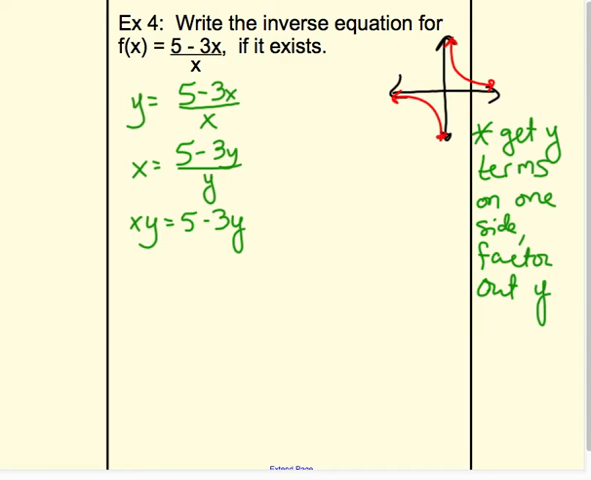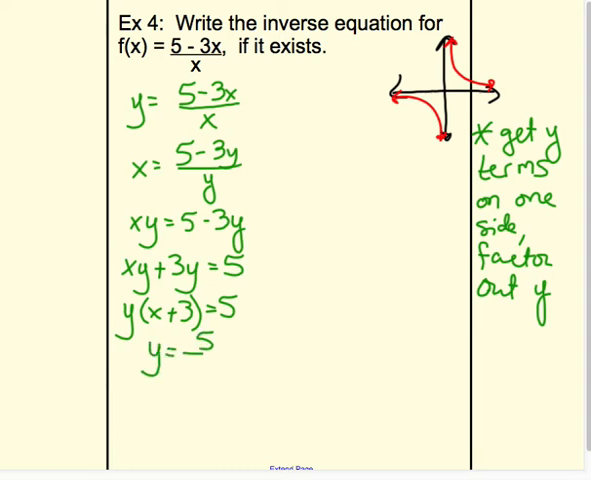And I'm going to follow this note, get y terms on one side. Get all of the terms that have a y in them on one side of the equation. So I'm going to add 3y to both sides. And the next is to factor out the y. Once I factor out the y, I will only have one y, and I can finish solving for it. So this becomes y times x plus 3. And in order to finish solving for y, I'm going to divide both sides by x plus 3.